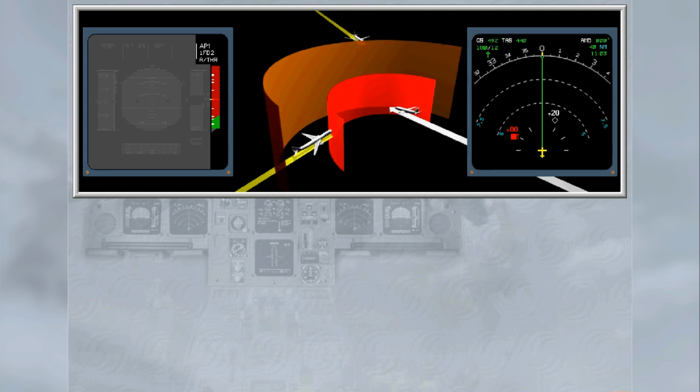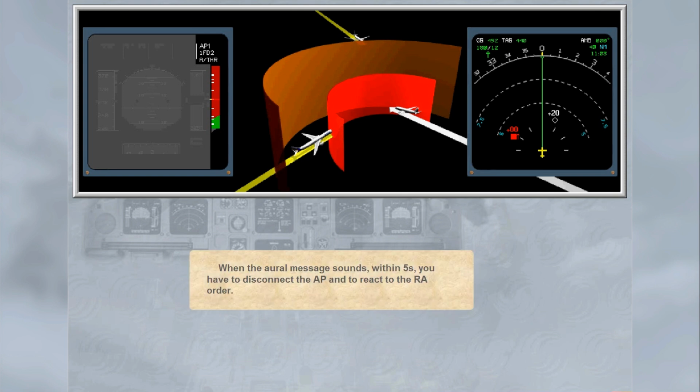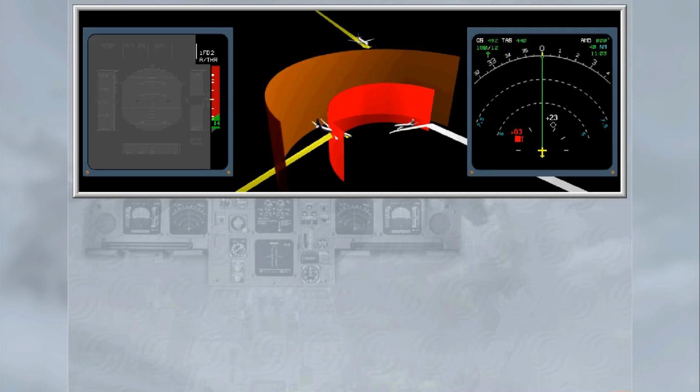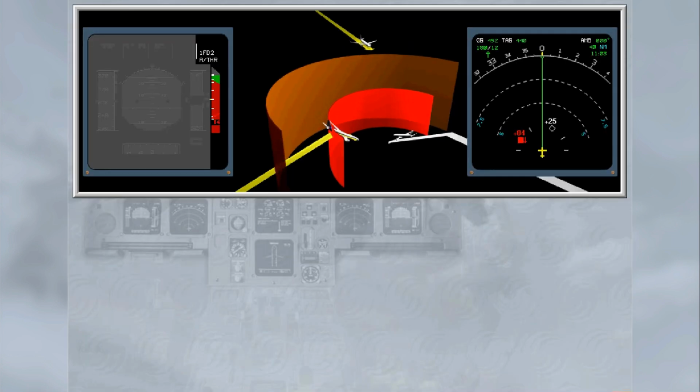Descend, crossing descend. Descend, crossing descend. When the RA message sounds, within 5 seconds, you have to disconnect the autopilot and react to the RA order. Climb, climb now. Climb, climb now.